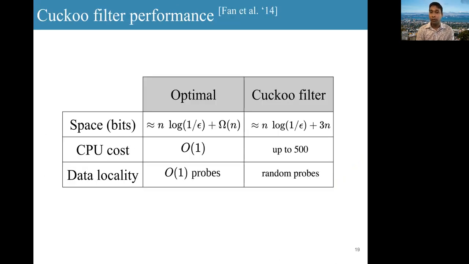In terms of the performance, the cuckoo filter also has a very space efficient architecture in which they're close to optimal, but have a 3-bit overhead per item in the data structure. In terms of the CPU cost, for doing an insert operation, the number of random probes can go up to 500 in the worst case. But during a query operation, they do exactly 2 probes to find the fingerprint in one of the 2 locations.